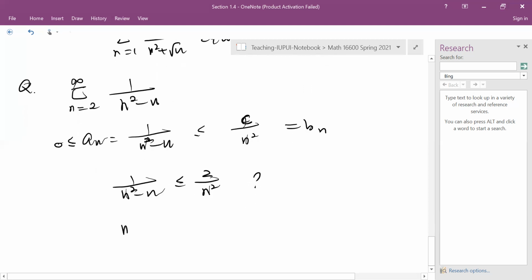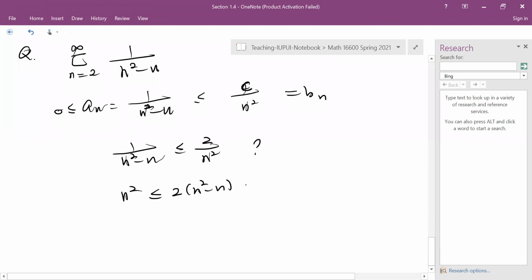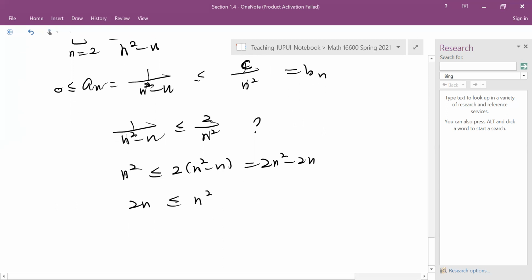So you get 2 squared less than or equal to n squared minus n, then that will be 2n squared minus 2n. So what I'm going to do is move 2n to the left side and move n squared to the right hand side, to get n squared. So I divide by n, so 2 is less than n. And those are three equivalent inequalities. Then it's clearly, because our n is greater than or equal to 2, so clearly this is always true.